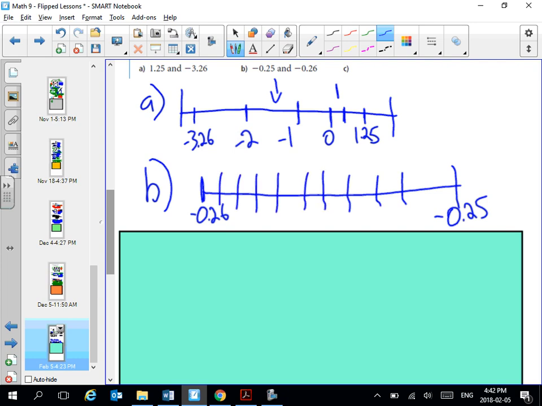We're going to pretend that those are evenly spaced. So I've just chopped up the space in between those two numbers into 10 sections. I could label them as, let's say this one would be negative 0.251. Negative 0.252, so on and so forth. So looking at this now, I've got to pick 3 numbers that are in between. So I'm going to go with negative 0.251, negative 0.252, negative 0.253.